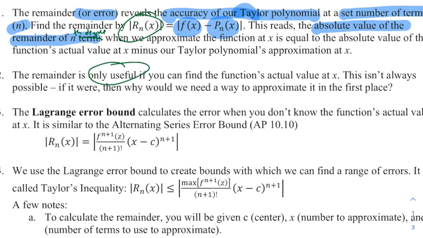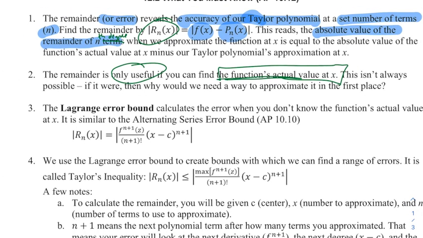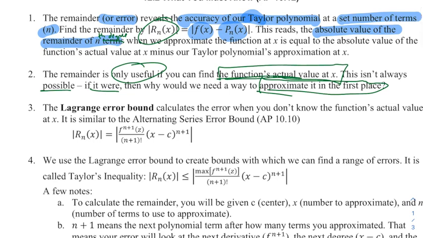Actually calculating the remainder is only useful if you know the original function's true value at x, and that's not always possible. If it were possible, then why would we need a Taylor approximation to begin with if we could just calculate it? Really, this harkens back to a few hundred years ago, and this is one of the things that led to the development of calculus: trying to figure out how to accurately, and in some cases exactly, give values for some pretty weird looking functions. That's where this whole method of Taylor polynomials and then figuring out the error all came about.